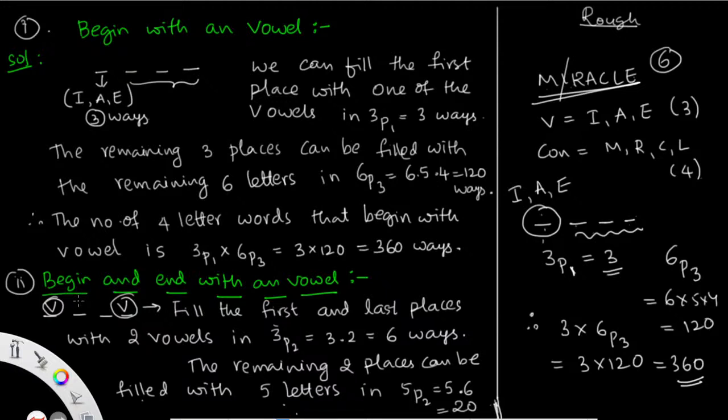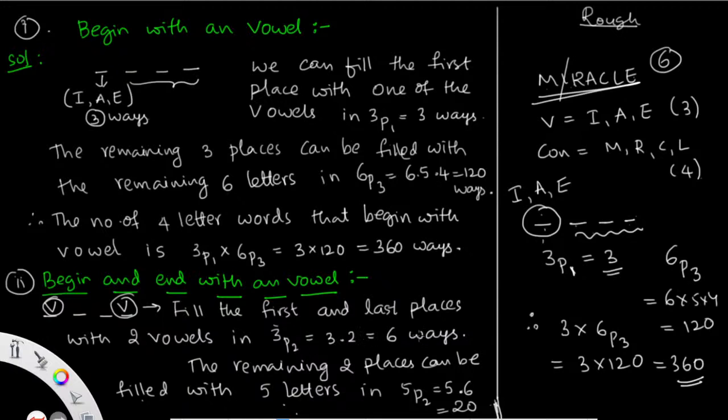Begin and end with a vowel. The condition is: by using the letters of the word "miracle", we have to get a 4-letter word that begins and ends with a vowel. So the first place is filled with a vowel, and the last place is also filled with a vowel. So fill the first and last places with 2 vowels. Out of how many vowels? 3 vowels, for the first place and the end place. So this can be arranged in 3P2 ways.